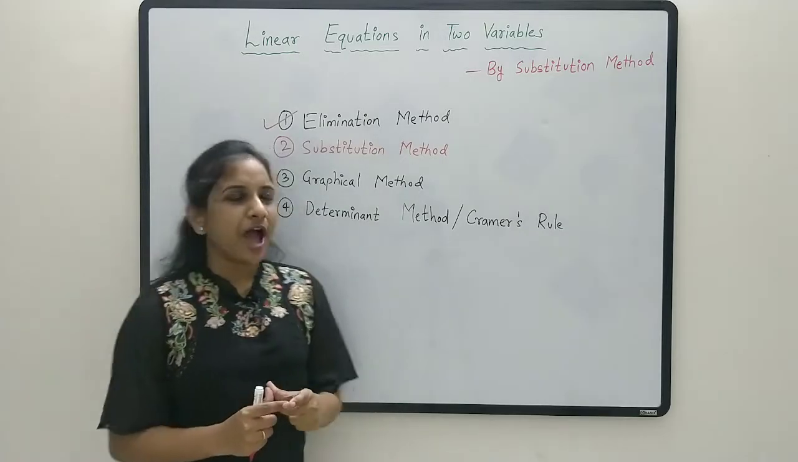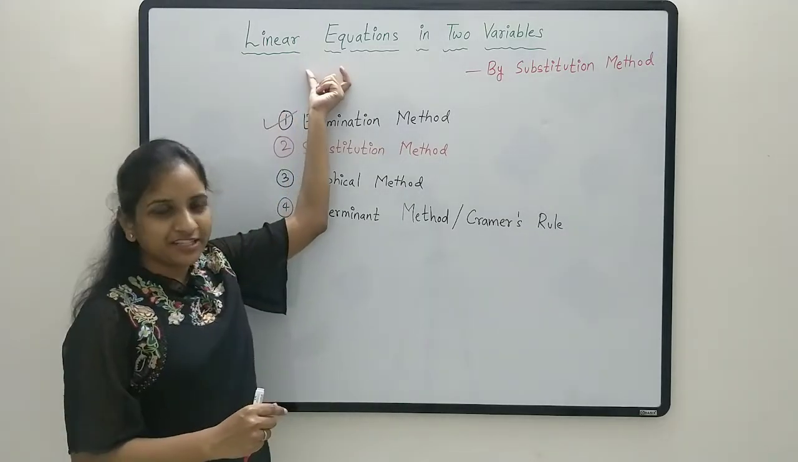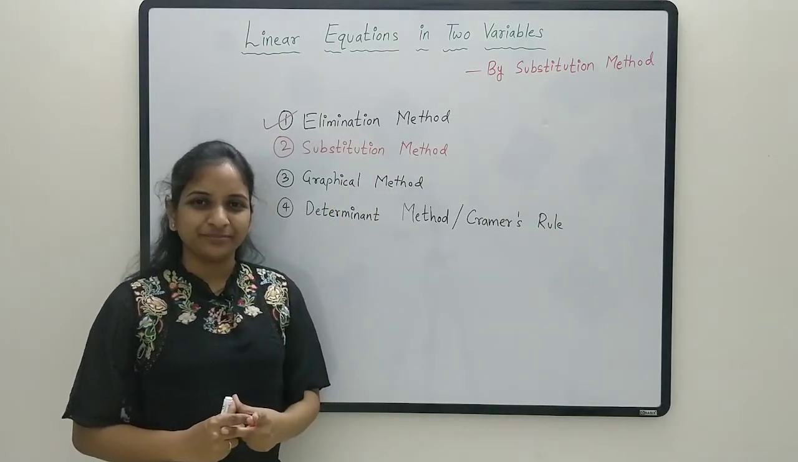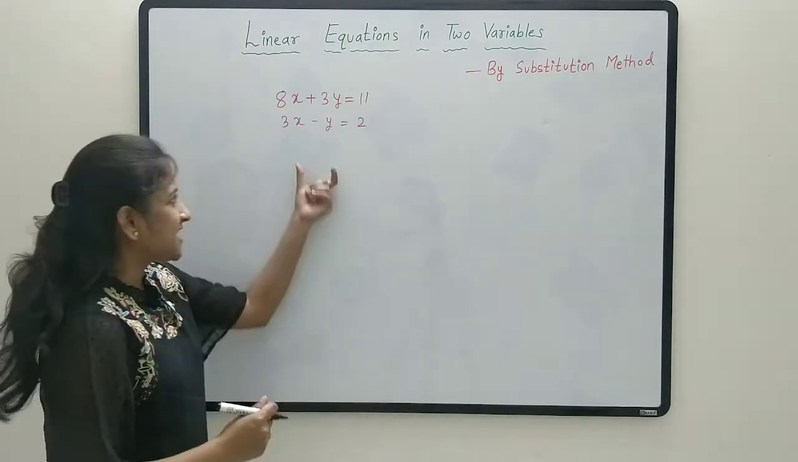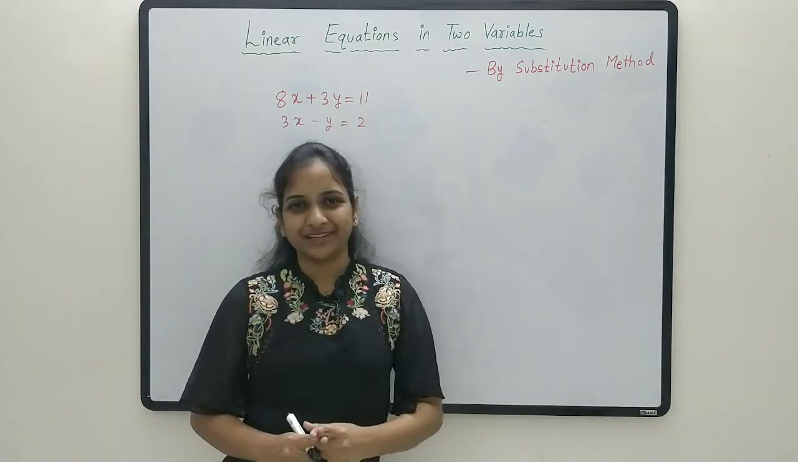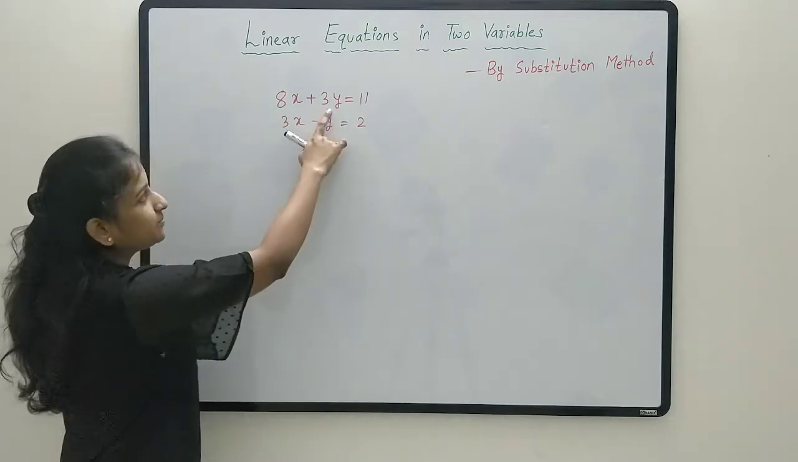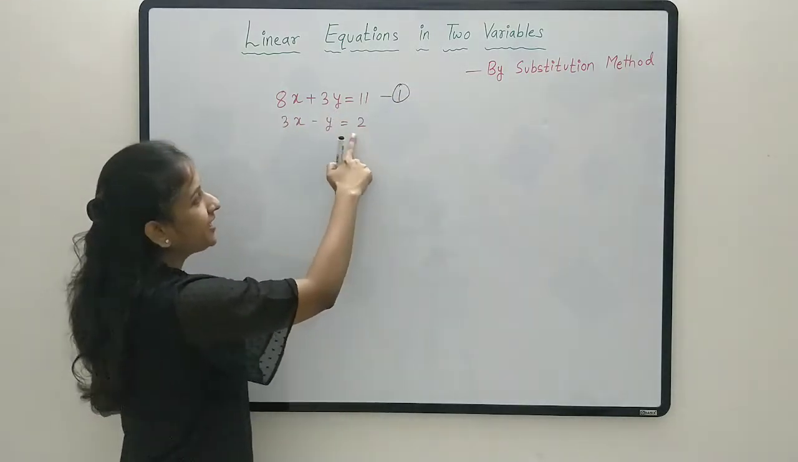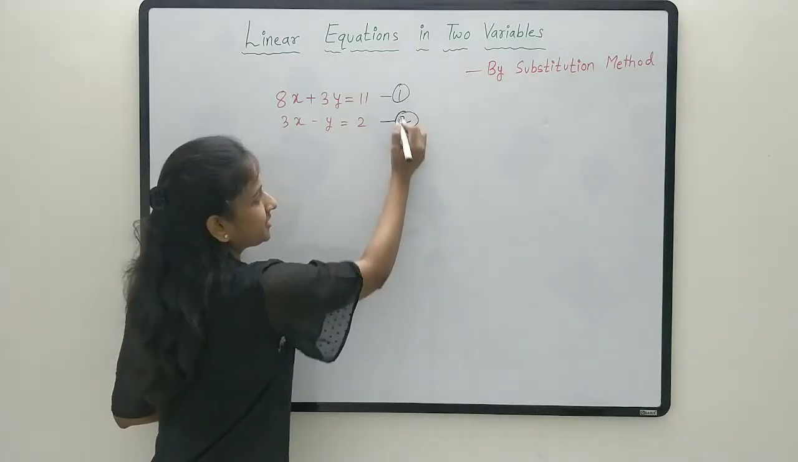Now, in this video, I am covering how to solve linear equations by substitution method. So let's proceed with this method. Here I have taken this example. Let's solve this linear equation by substitution method. 8x plus 3y equal to 11 is the first equation. 3x minus y equal to 2 is the second equation.